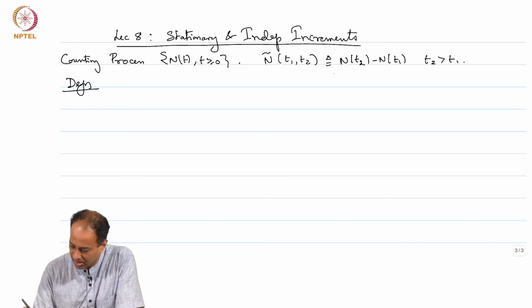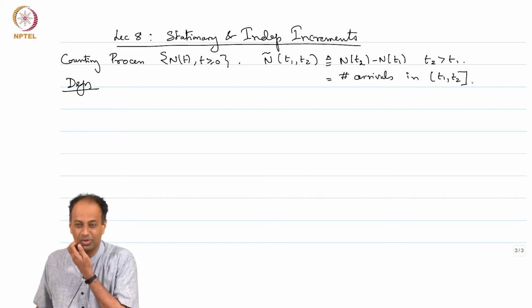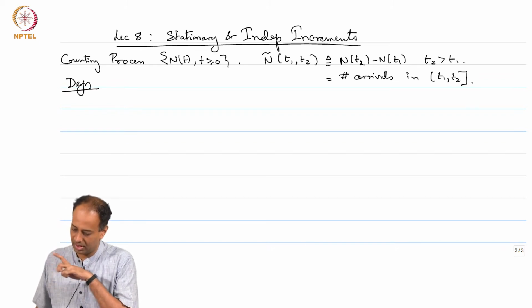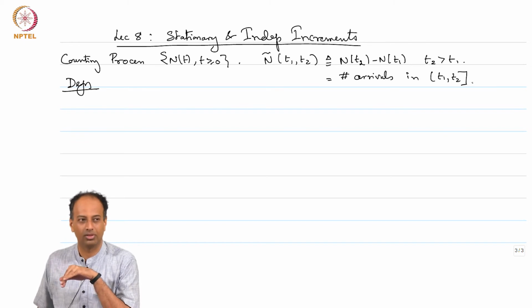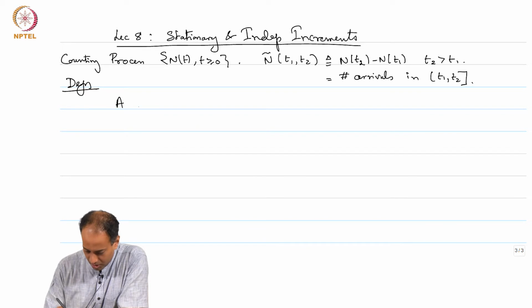So, this is just the number of arrivals in (T1, T2]. Okay. Just notation, Ñ(T1, T2) is the number of arrivals that occurred in the interval T1 comma T2, T1 not included, T2 included. Okay. Just a convention.